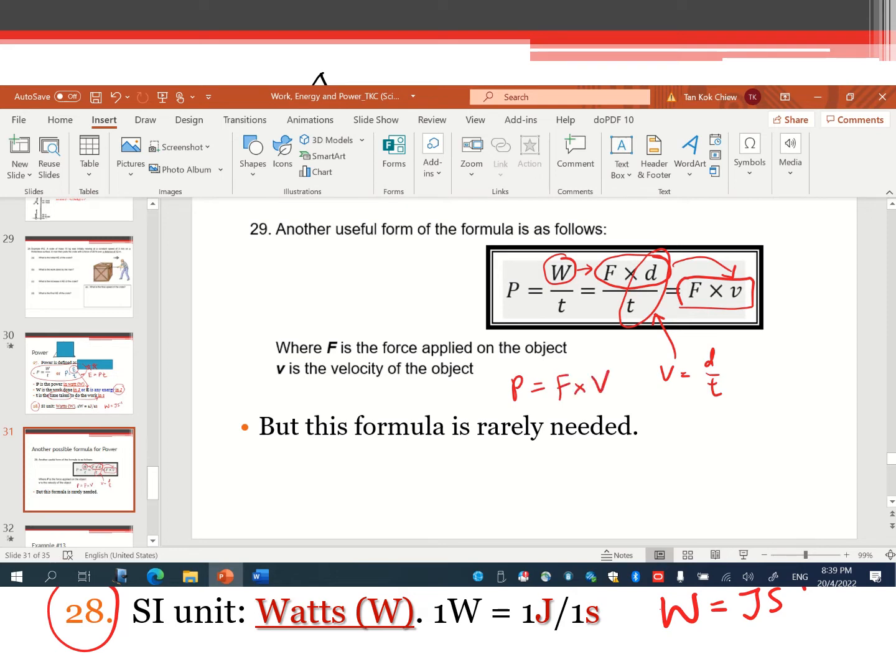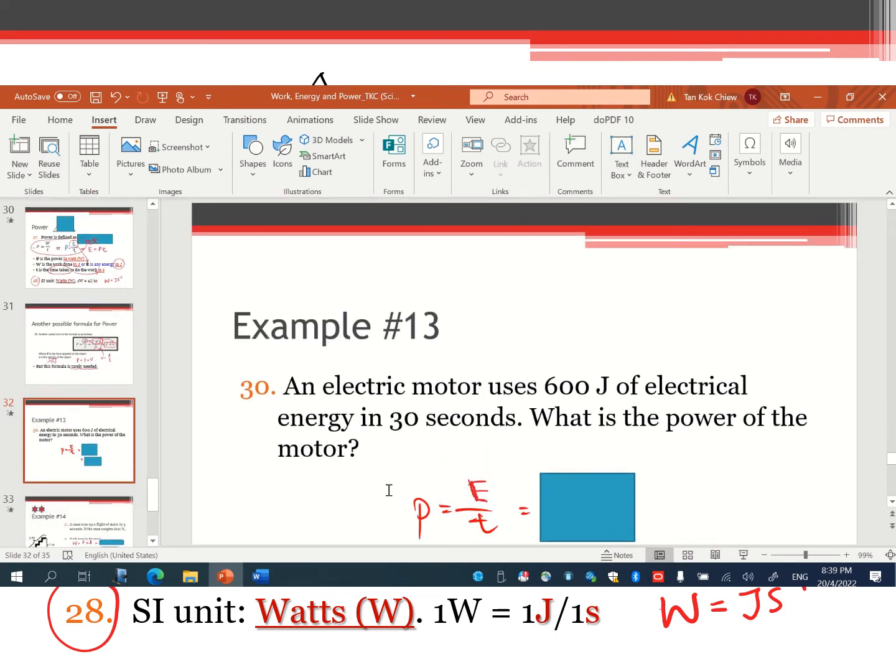Good to know this, but rarely used. Okay, this formula rarely comes about. Of course, the V is the velocity and it must be measured in meter per second, SI unit. So just take note that this formula is rarely needed. However, in order to show its application, later the last question in your notes, we will take a look at how this formula is applied. All right. Okay, now let's go on to the next slide.